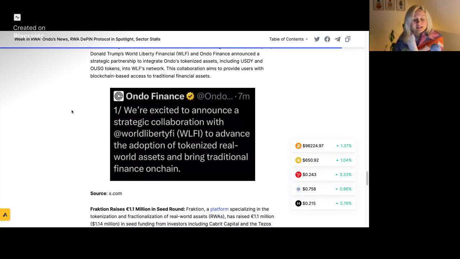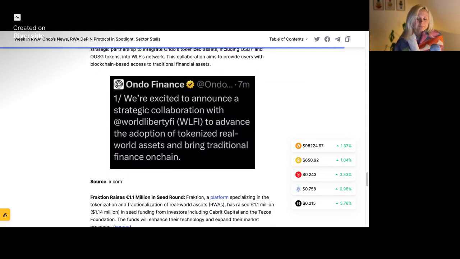And here is the statement provided by Ondo Finance: we're excited to announce a strategic collaboration with World Liberty, WLF, and Ondo to advance the adoption of tokenized real-world assets and bring digital finance on chain.